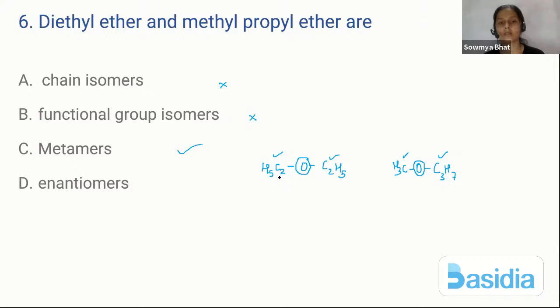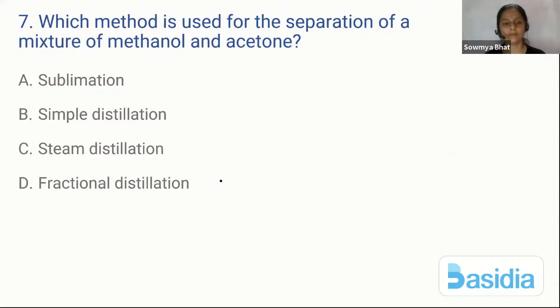And enantiomerism is not possible because there is no chiral center, and the carbon is attached to similar groups. So the correct answer would be option C. Let's go to the next question then.